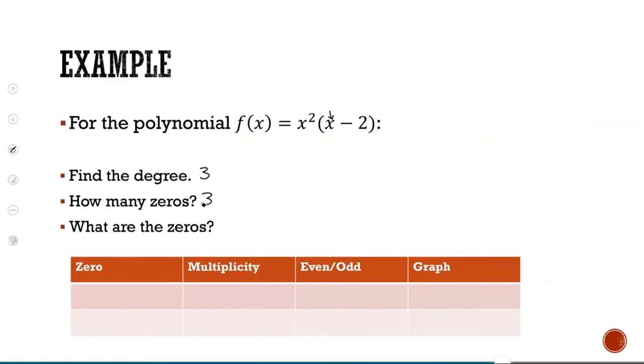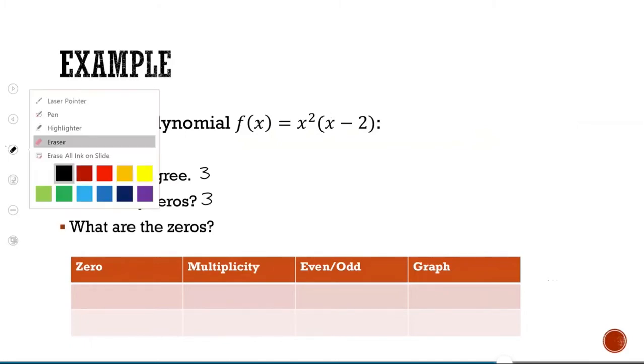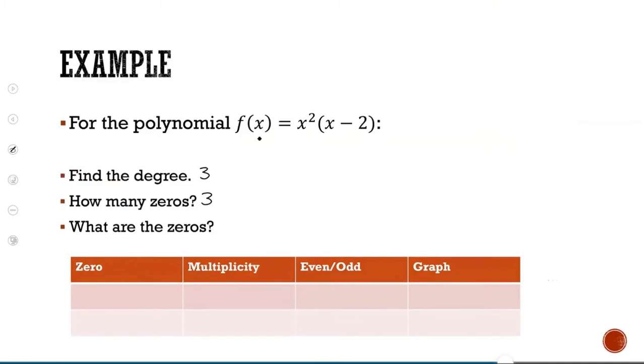So let's look at finding those zeros. Remember that in order to find the zeros, you're going to set your function equal to 0. You're going to say, yay, it's already factored. That makes it so much easier for me to do. Then you're going to take each of those factors and set them equal to 0. So we're going to do the x squared, and then we're going to do the x minus 2.